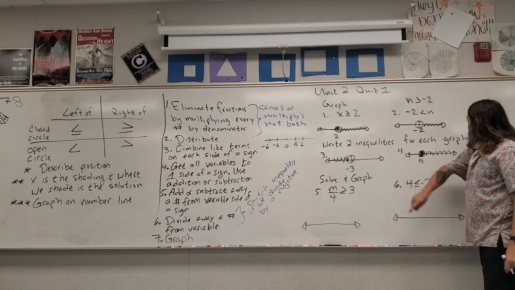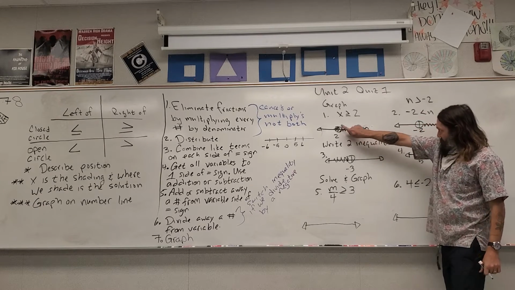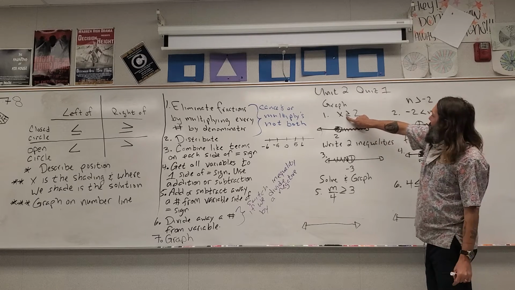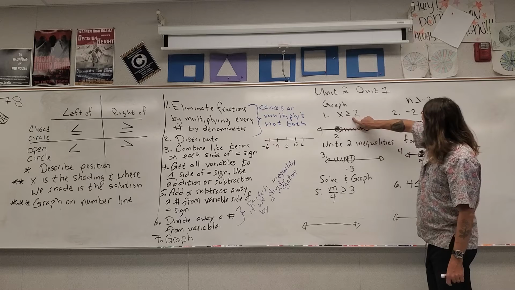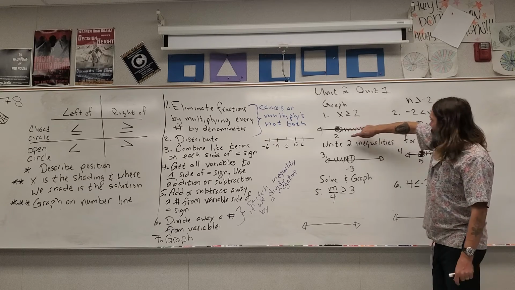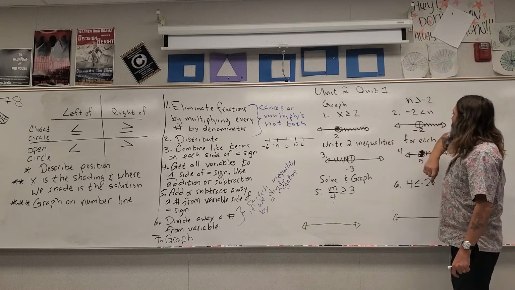Now I did mention that closed circles are solutions. So greater than or equal to, or right of or at. So 2 is right of or at 2, or 2 is greater than or equal to 2. That's why this is shaded in, it's a solution. And all these numbers will be right of 2.